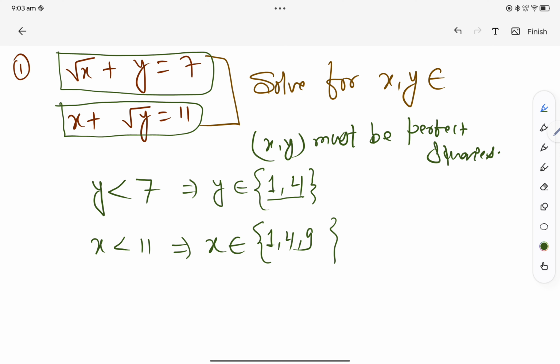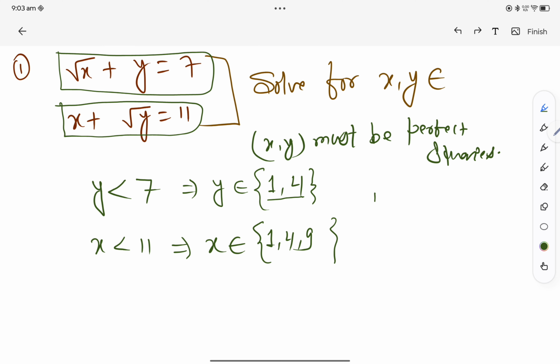Now if you use the same value for x and y, for x equal to 1, y equal to 1, for x equal to 4, y equal to 4, then you notice that for the same values these equations are not satisfied. So we will use different values for x and y.